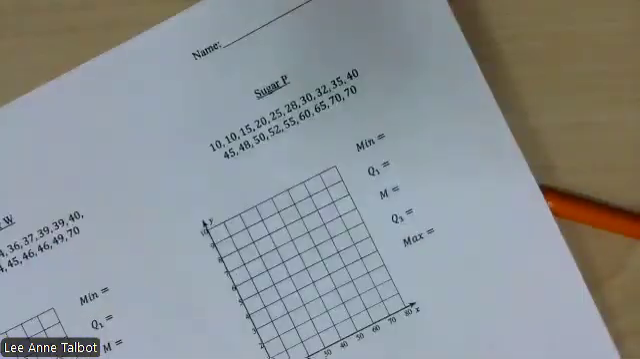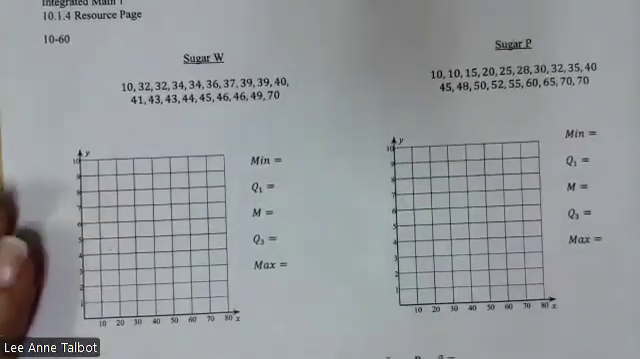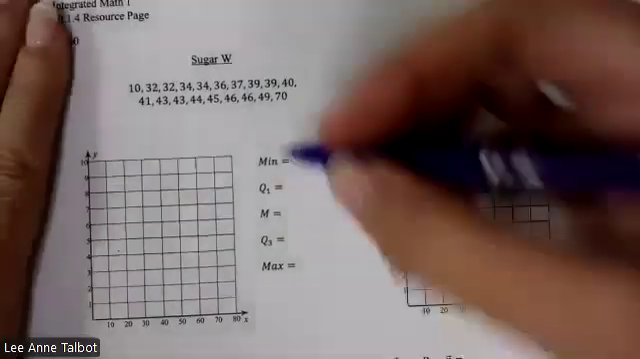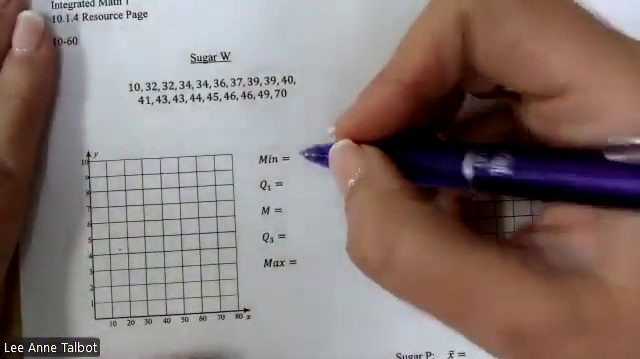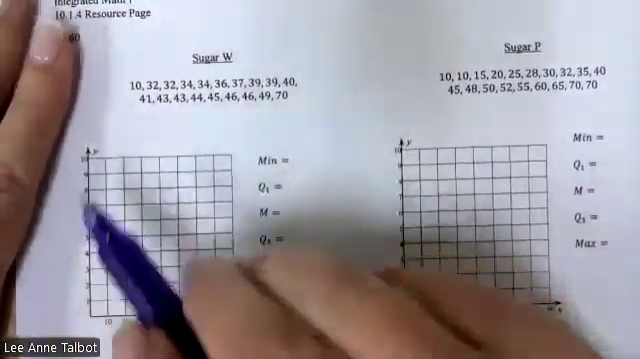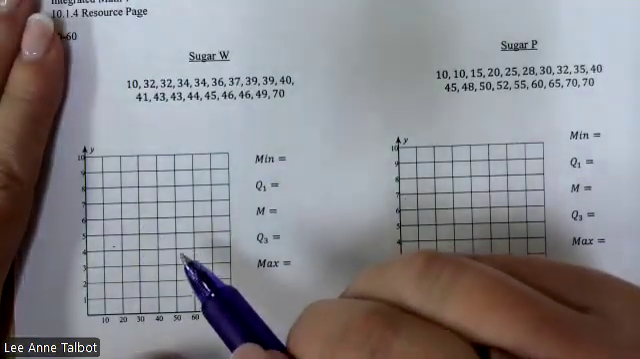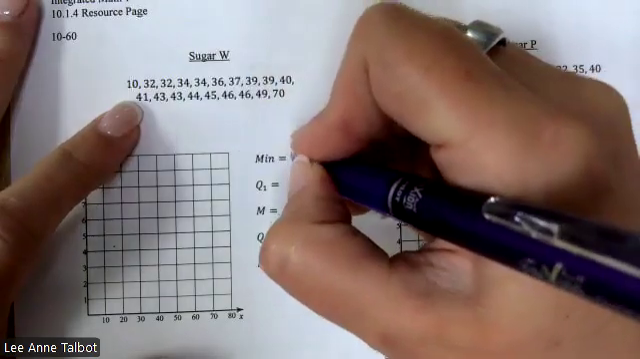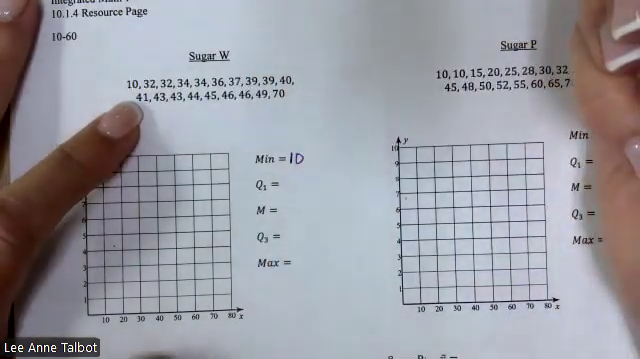Okay, so we're going to do as much as we can of this. Whatever we don't get done, we're just going to stop. But let's try to do our best. First, also we put them in order for you this time. Okay, so I can tell that the minimum is 10 on this one.